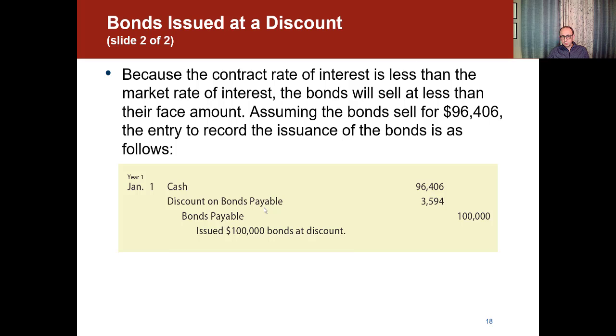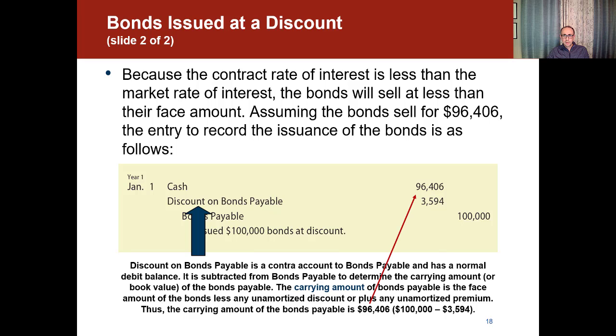For simplicity, we're going to use the straight line amortization to understand how the discount works. So discount on bonds payable is a contra account to bonds payable and has a normal debit balance. It's subtracted from the bonds payable to determine the carrying amount, or the book value, of the bonds payable. The carrying amount of the bonds payable is the face amount of the bond less any unamortized discount or plus any unamortized premium. Therefore, the carrying amount of the bond payable in our case here is the $100,000, which is the face value, minus the discount, which is the $3,594, and that will give us $96,406.